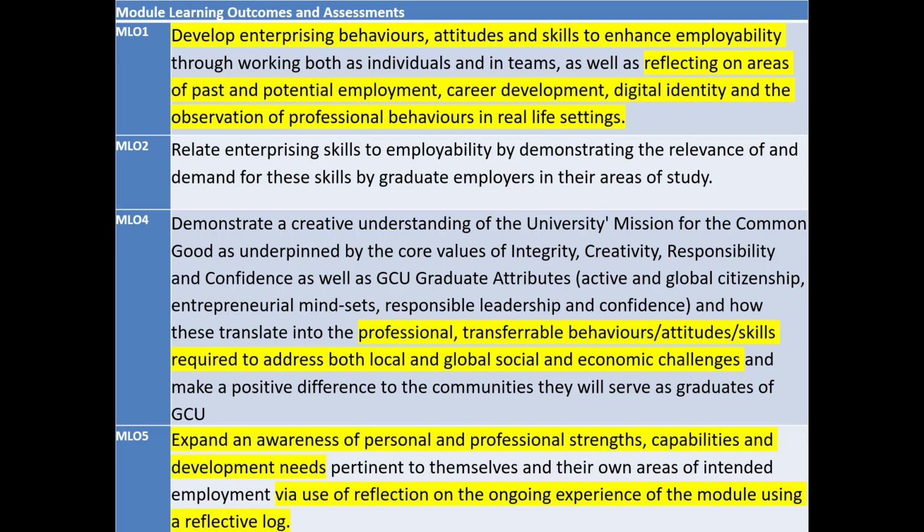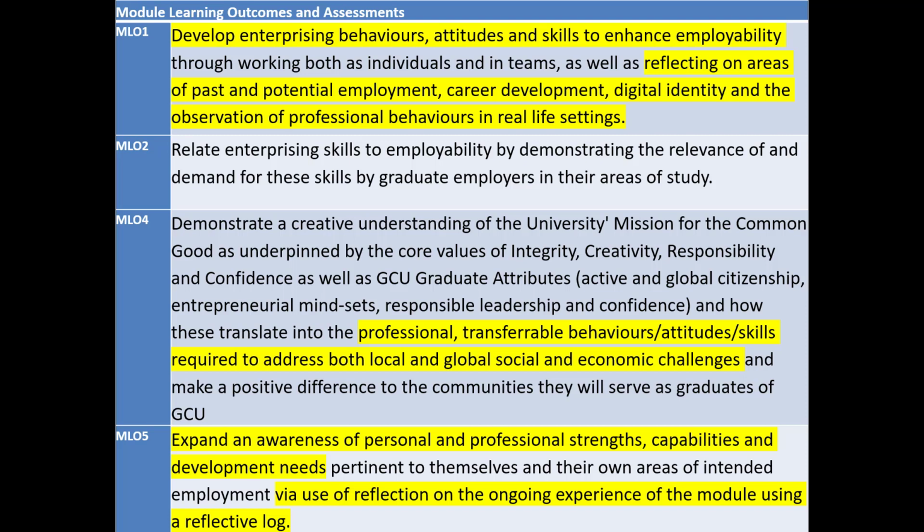The other thing is, it says it's going to show you how to reflect on areas of past and potential employment, career development, digital identity, and the observation of professional behaviours in real life settings. So that's another thing it's going to help you with. By the end of that, you'll be able to do this. So this module's helping you do those.